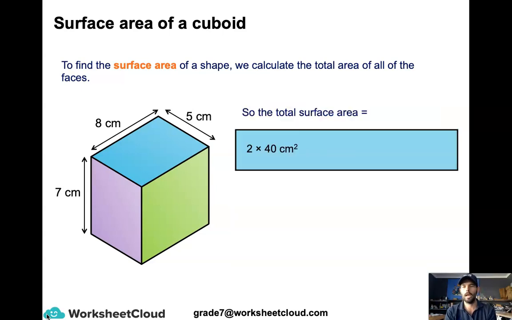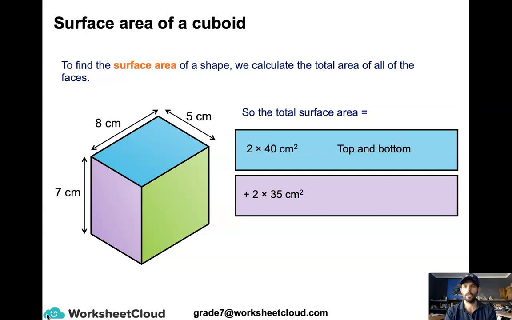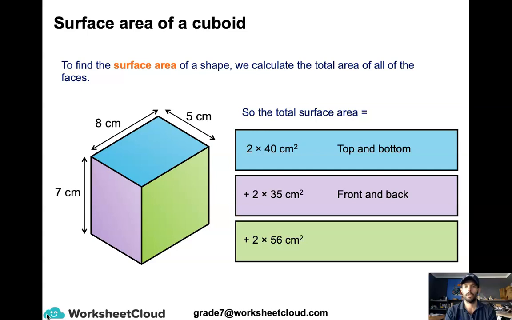We need to go ahead and double each face, because as we already identified, 2 faces are going to have an equal area. So we have 2 times 40 for the top and the bottom, 2 times 35 for the front and the back, and 2 times 56 for the left and the right side. And if we work all of that out, it's going to be 80 plus 70 plus 112. So your total surface area is going to be 262 centimeters squared. Remember, the unit must be in squared units, okay? Because we're working out the area.